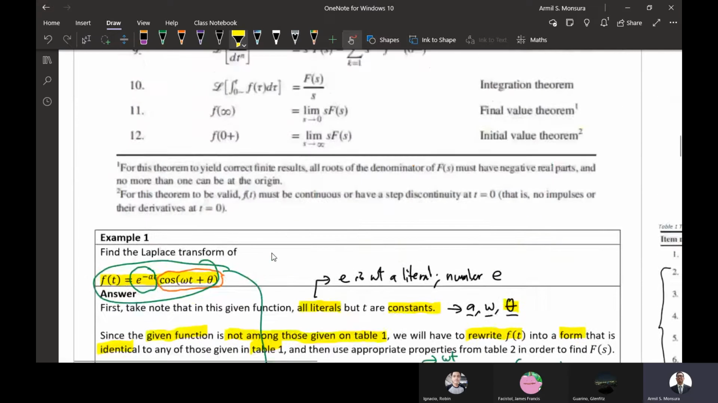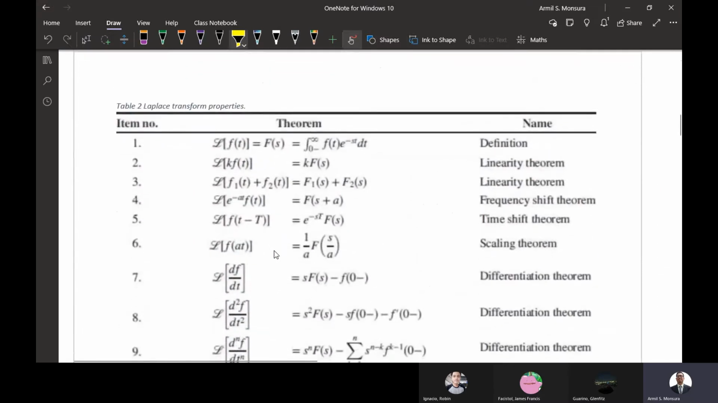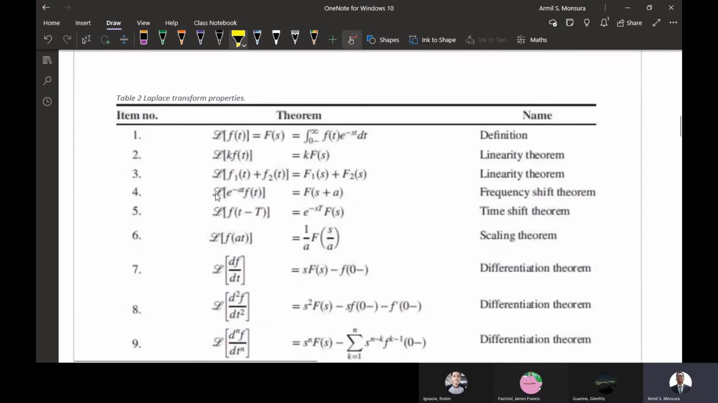But kung titingnan niyo yung table 2. Okay? Kung titingnan niyo yung table 2. Meron kayo ditong ito, yung property 4. Okay? Which is called the frequency shift theorem. Okay? So, makikita niyo dito sa property 4 na kinukuha niya dito yung Laplace transform ng product ng e raised to negative 80, okay, times a function.